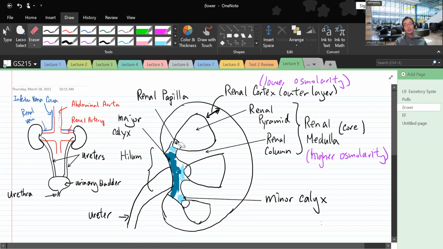Okay. So as the urine's being produced, it drips out from the renal papilla, goes into the minor calyx, and then into the major calyx. And then finally, it will go out into the renal pelvis before entering the ureter, okay? Renal pelvis. So it's going to go all the way to the urinary bladder. Does anybody have any questions so far about anything that I've drawn?